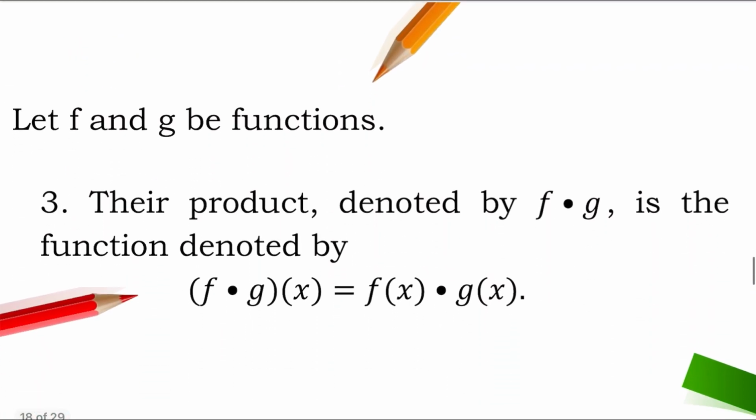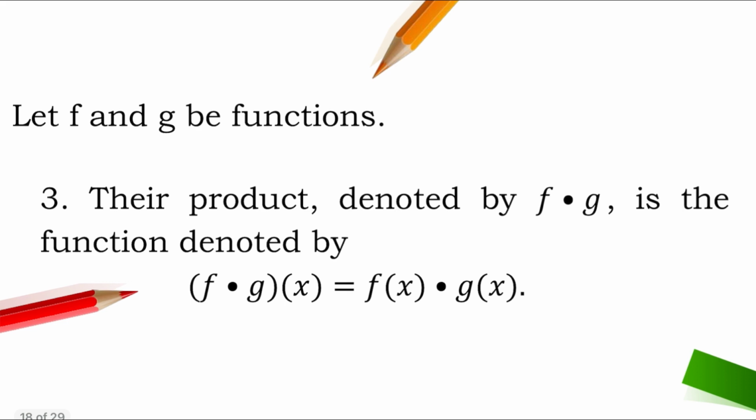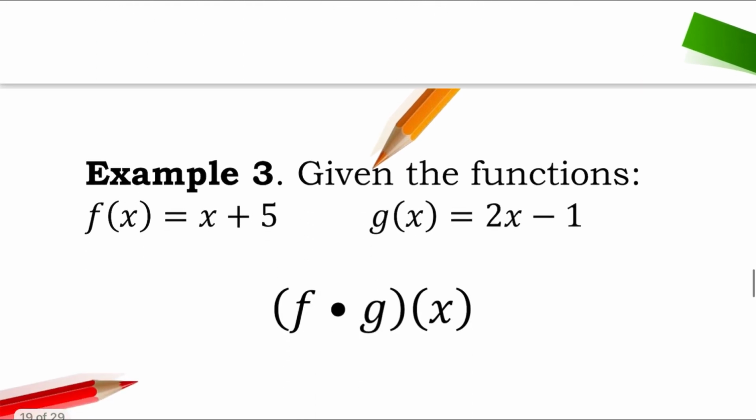Next, third definition. Let f and g be functions. Their product, denoted by f times g, is the function denoted by f times g of x, equal to f of x times g of x. Example number 3.